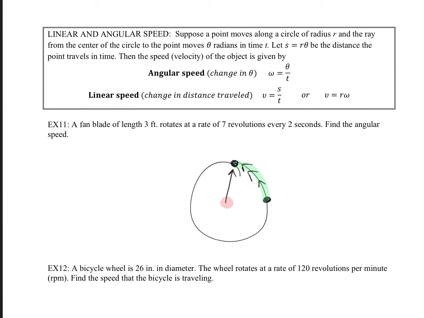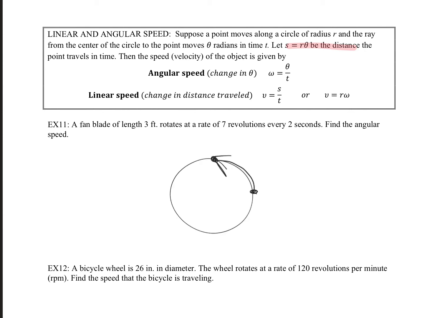What do we know about it? It moves at theta radians. Okay? So it's moving at theta radians, and we're given that time is t. So let me go ahead and erase my diagram here. We have the original equation of s equals r theta, and this is going to be the distance that the point travels in time. I did just erase that picture, but that'll be the distance the point traveled in a given time.